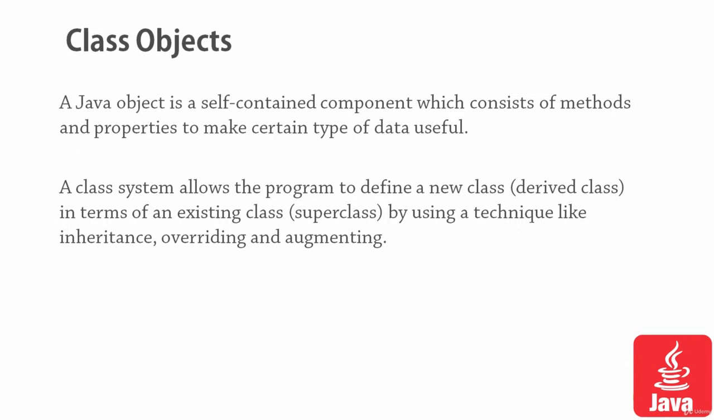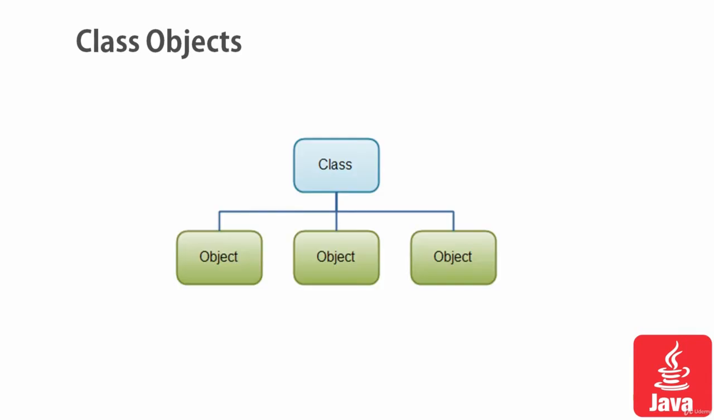A class system allows a program to define various new classes that are also called derived classes in terms of an existing class, the superclass. A base class could be there, and we can create multiple derived classes by using a technique called inheritance, and we have overriding and augmenting as well. There are different objects referring to different classes. We have multiple instances of the same class, and each object could be used for different sets of purposes.